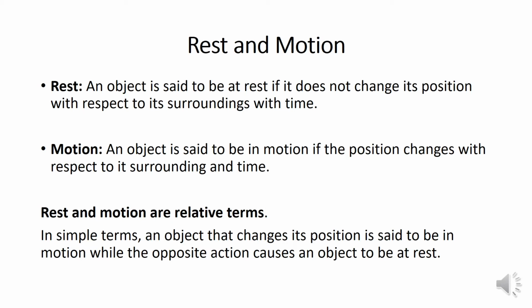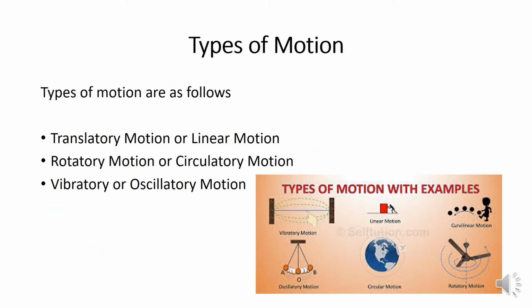Now, what are the different types of motion? Well, there are many types of motion. The three types of motion that we will be discussing in this chapter are: translatory motion or linear motion, which is motion in a straight line; rotatory motion or circulatory motion, which is motion moving around in a circle, rotating in other words; and vibratory or oscillatory motion, which is motion that vibrates or oscillates. I'll give you the examples.